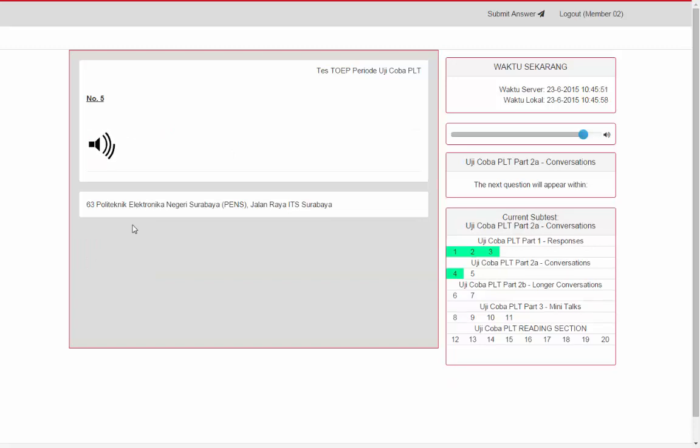Number 5. I can't seem to get my motorcycle started. I have checked each part of the machine and everything seems just all right. Maybe you just need to check the tank. What does the woman mean?